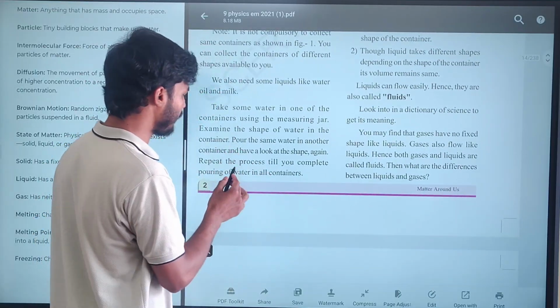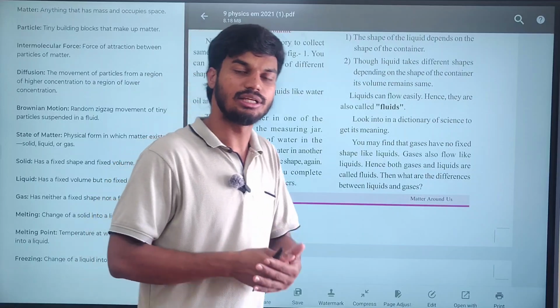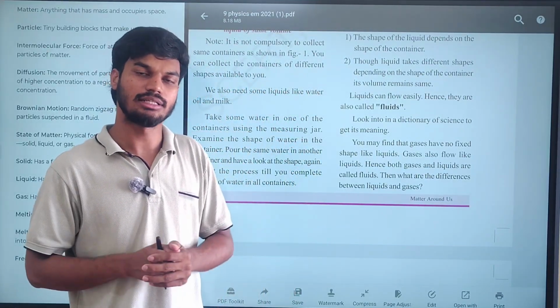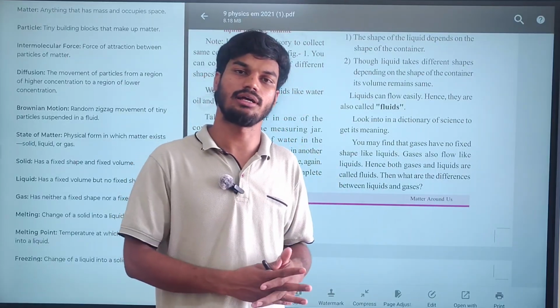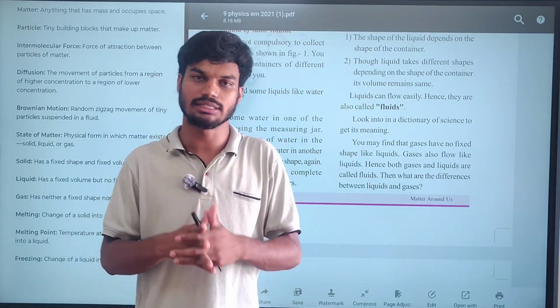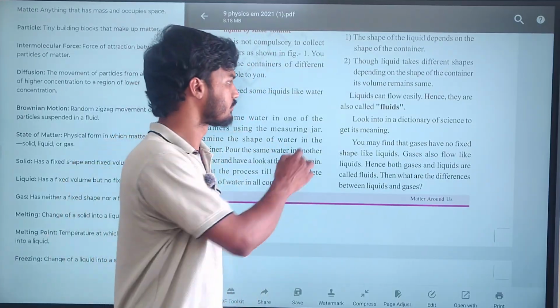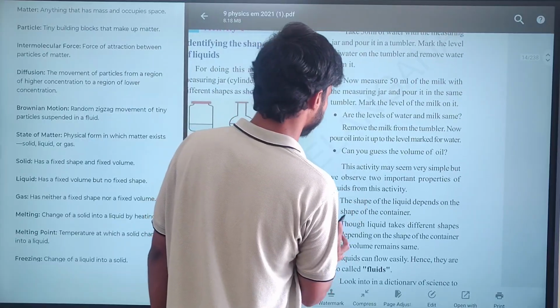So this experiment is saying that you can pour the water in different types of containers and observe the shape of the liquid in different containers. From the above activity we can say that the shape of the liquid varies from container to container. From the above activity we can say that liquid doesn't have a fixed shape. The shape of the liquid depends upon the container.